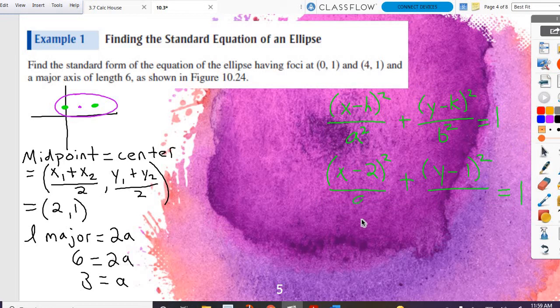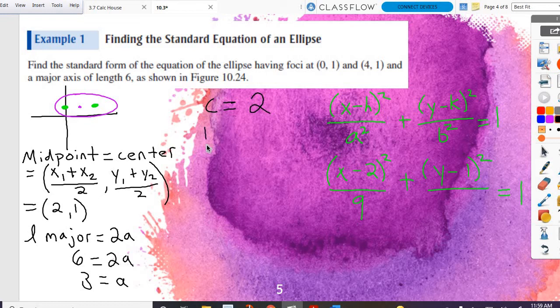Dang, I'm getting pretty good at this. Okay, so then what are we left to find? B squared. Okay. B or B squared. So do they give us any information about our co-vertices or the length of our minor axis? No. But do they give us anything else? They give us our foci. And so what do our foci give us? The length of C. So what is C in this case? It's going to be the distance from the center to one of your foci. 2. Which would be 2.